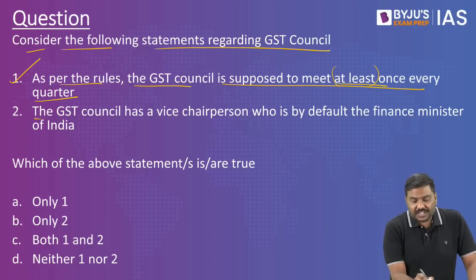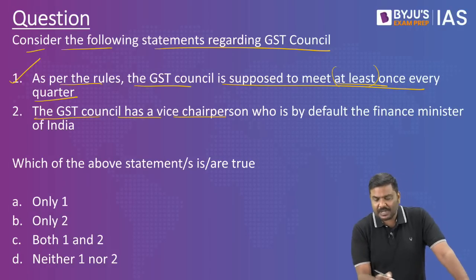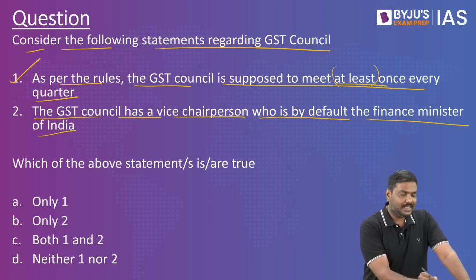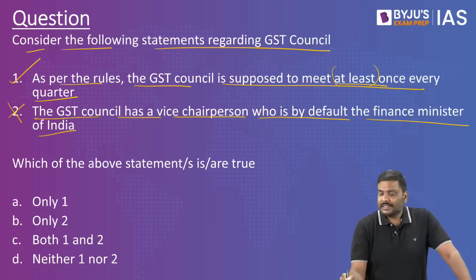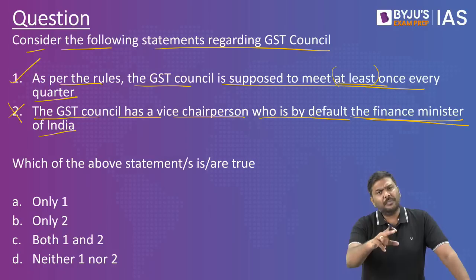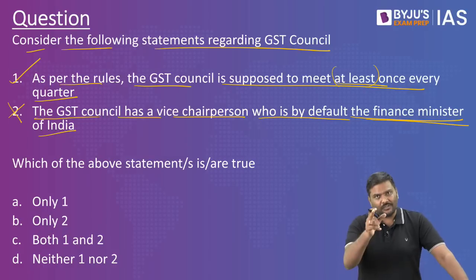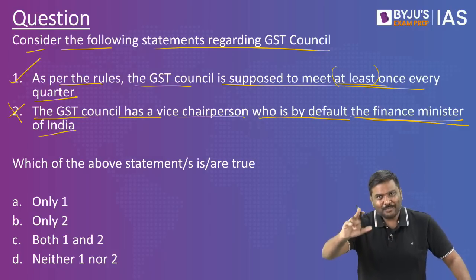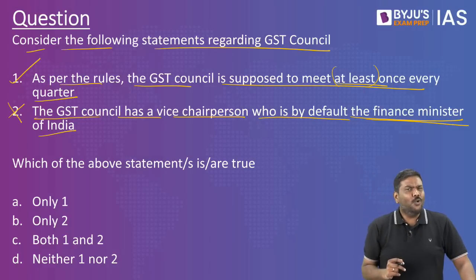2. The GST Council has a vice chairperson who is by default the Finance Minister of India. The 2nd statement is wrong. The Finance Minister, whoever is the Finance Minister, by default becomes the chairperson of the GST Council, not the vice chairperson. In fact, there is a position of vice chairperson. Nobody has been appointed.